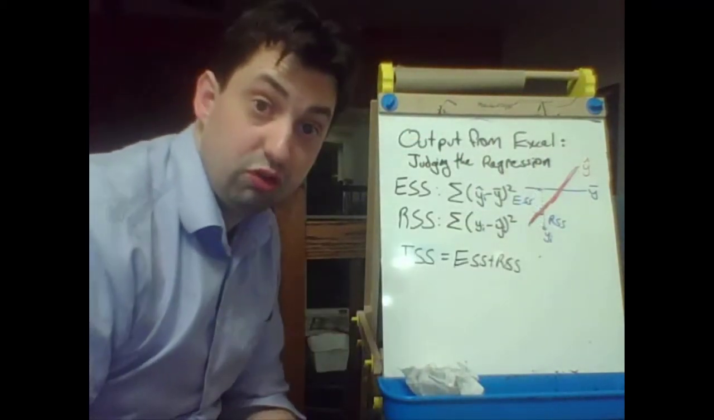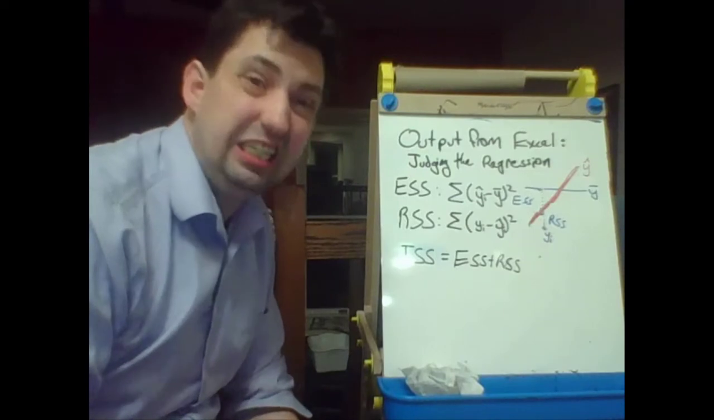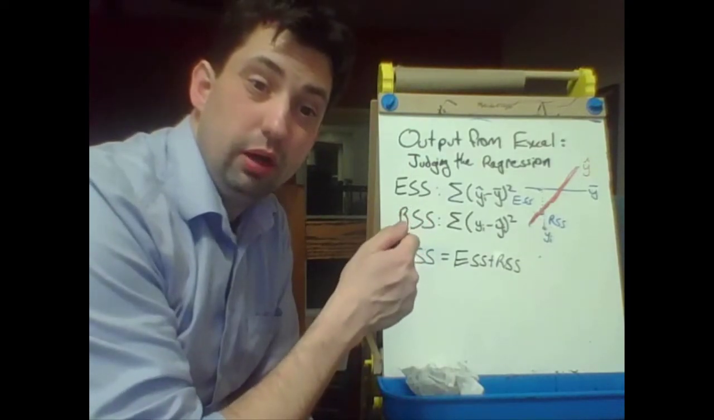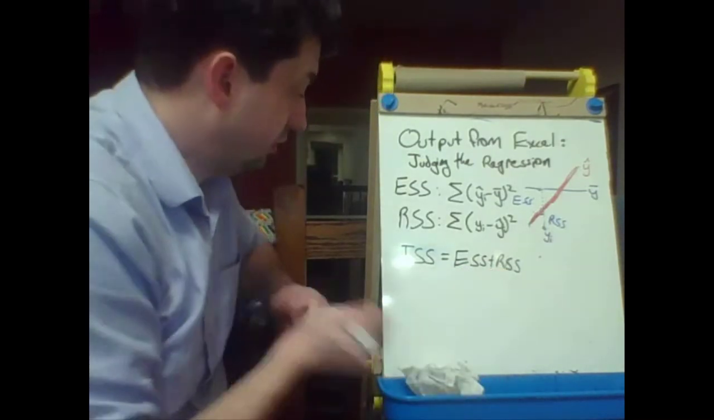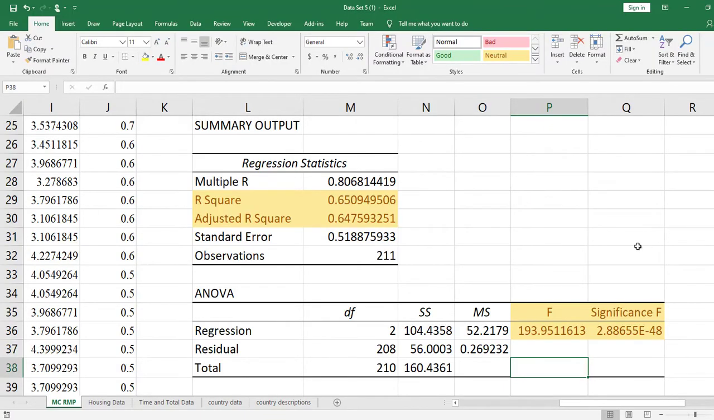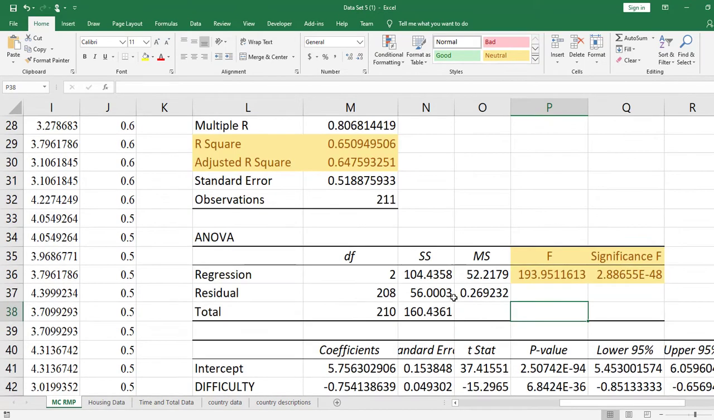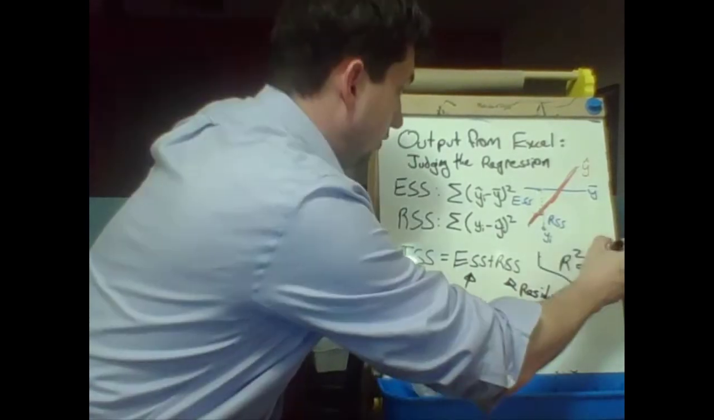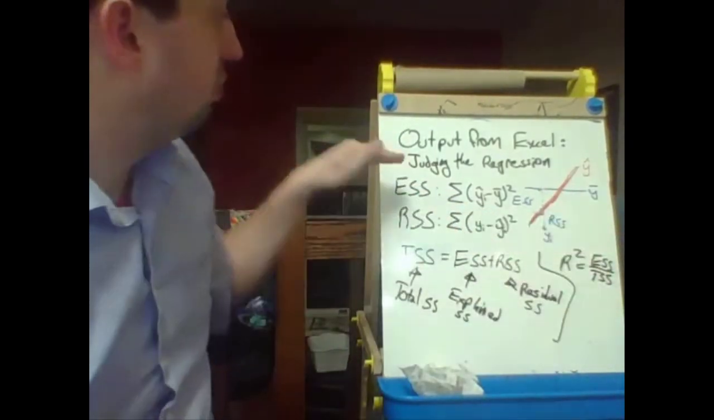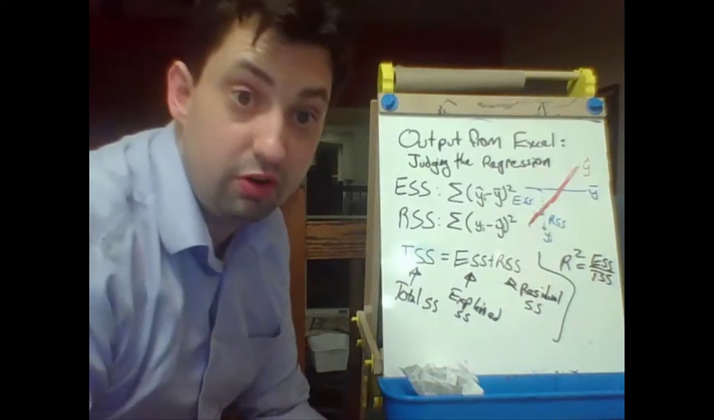So total sum of squares, or TSS, is equal to simply the explained sum of squares plus the residual sum of squares. We see that here. Here's our explained sum of squares, here's our residual sum of squares, and if we add them together, we get our total sum of squares. It's all right there. R squared equals the explained sum of squares divided by the total sum of squares.